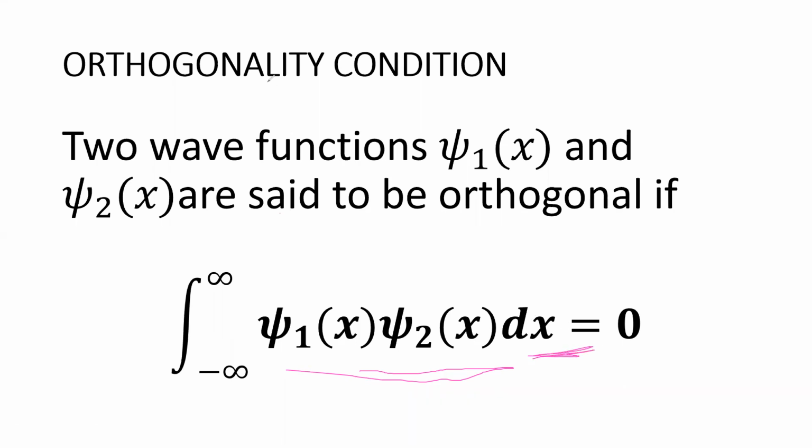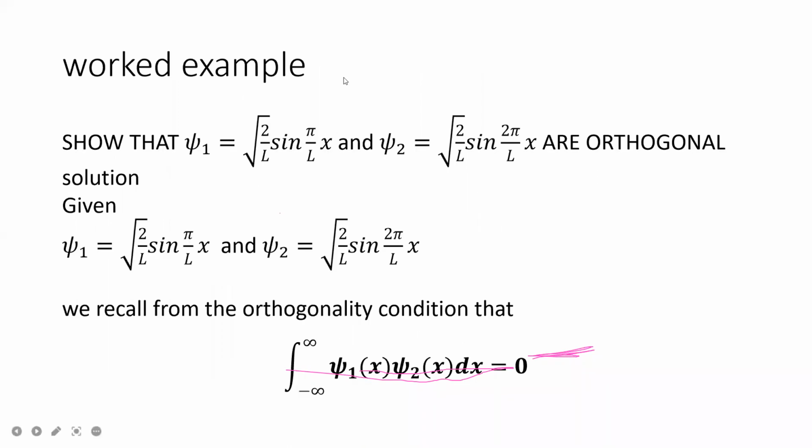So to explain this further, let's look at a worked example. The worked example says that we should show that psi 1 equals square root of 2 over L sine pi over L x, and psi 2 equals square root of 2 over L sine 2 pi over L x are orthogonal. That means we are bringing in this condition of orthogonality, that our condition for orthogonality must be valid.